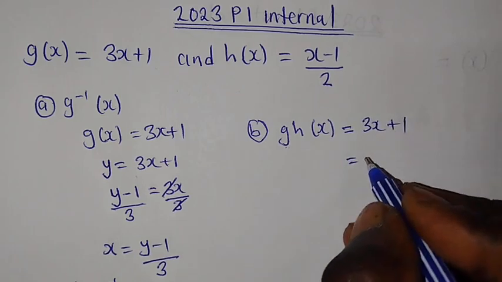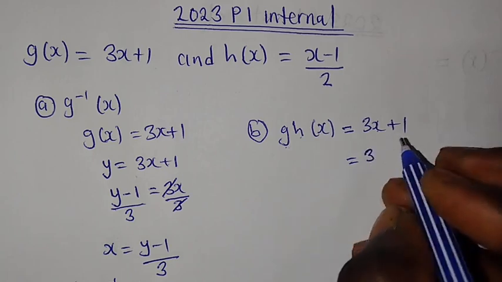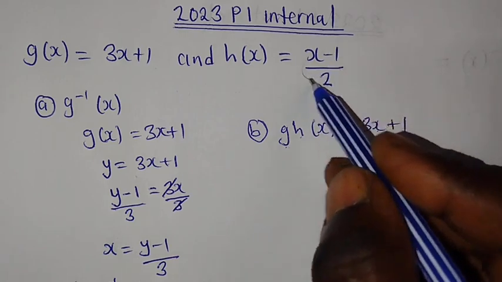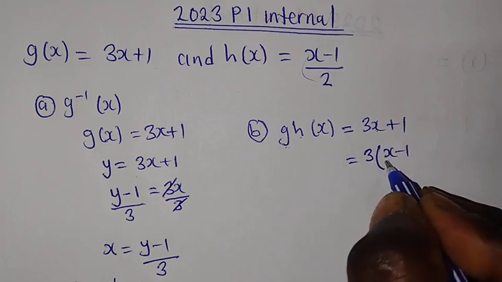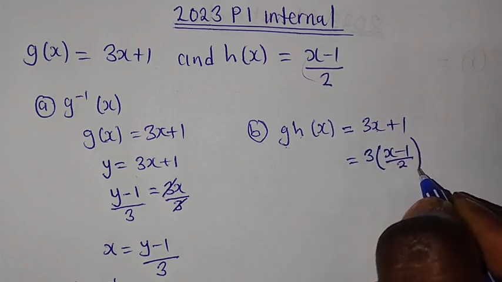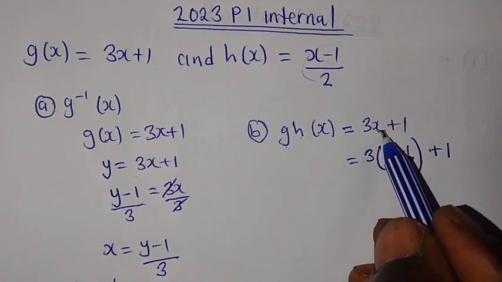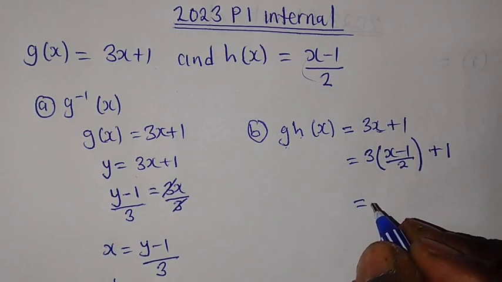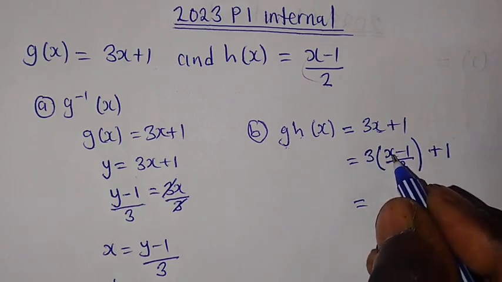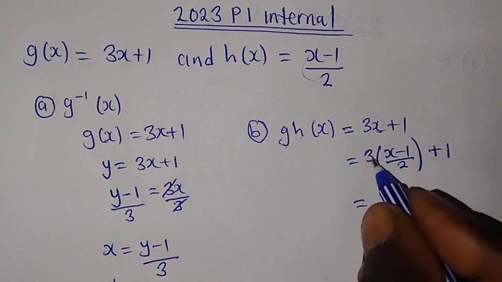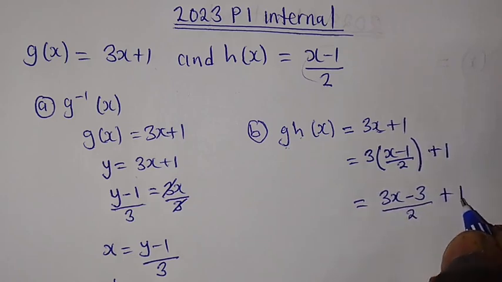Upon writing this, we are going to substitute on this x the function of h. So we write 3, and on this x we put the function of h, open bracket, (x minus 1) over 2, like this. Then you say plus 1, because I was just substituting on this x. From here, 3 times x is 3x, minus 3 times 1, it's a 3, over 2, then plus 1.